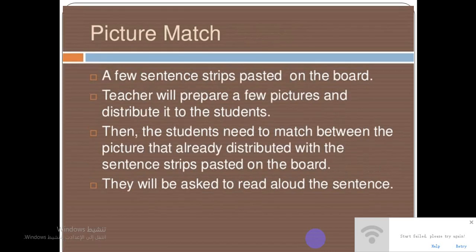In the activity of picture match, a few sentence strips are pasted on the board. The teacher will prepare a few pictures and distribute them to the students. Then the students need to match the pictures that were distributed with the sentence strips pasted on the board. They will be asked to read the sentences aloud.